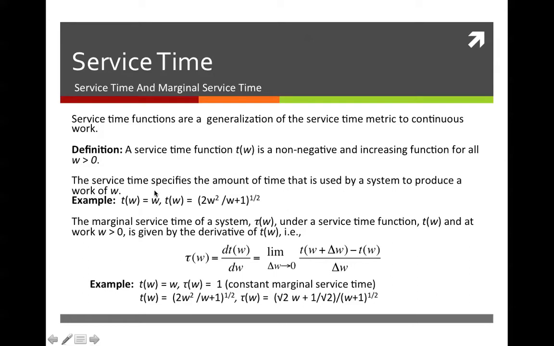So in the first case, the derivative of T(W) is equal to 1. That means our service time actually grows linearly with work. In the second case, we take the square root. We take the derivative of this T(W) with respect to W, and then we arrive at this formula, which again shows that this function is non-decreasing, as this is actually positive for all W that is greater than 0.